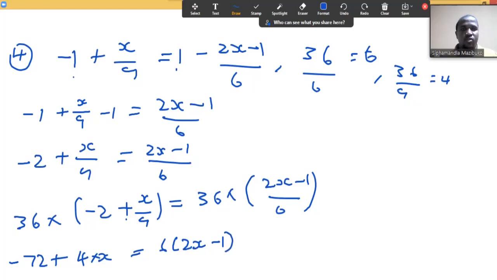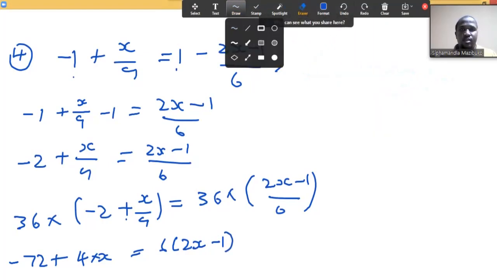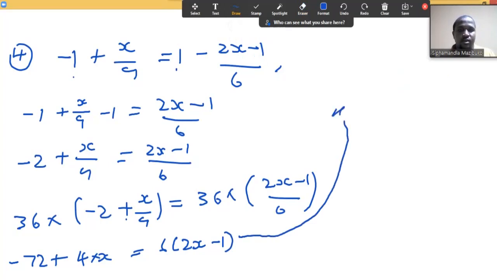So let's try to carry on from this side. Let's erase some of these writings to get some more space. Okay, so we're carrying on with our example from that step. Now we're saying that we have minus 72 plus 4x is equal to 6 times 2x, which should give us 12x, and 6 times minus 1 should give us minus 6.